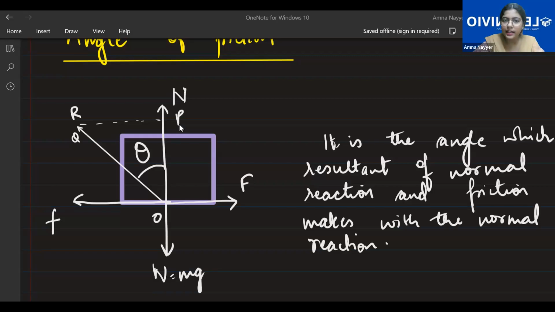Now see, if I talk about the applied force, normal reaction, this is the weight. Normal reaction is actually balancing the weight, and applied force is balancing the frictional force.